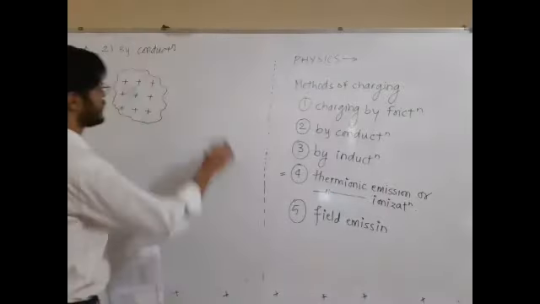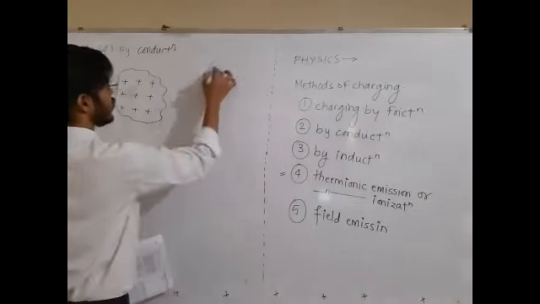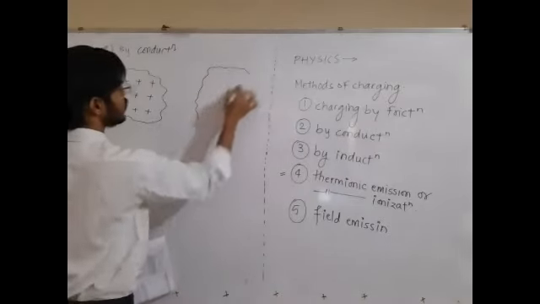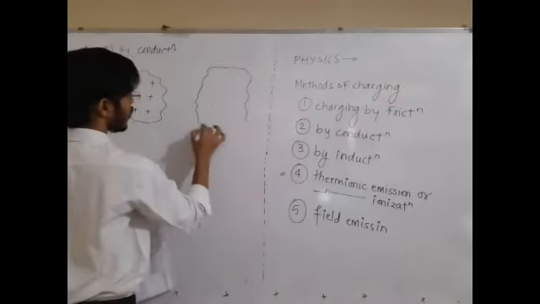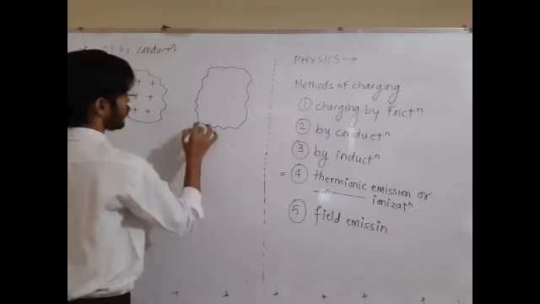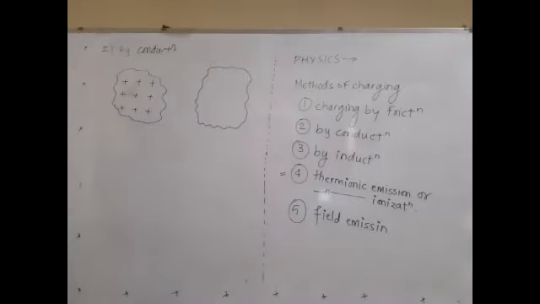Now there is one uncharged body, a neutral body. Neutral body means the total number of protons is equal to the total number of electrons. Call this step number 1. Step number 2.